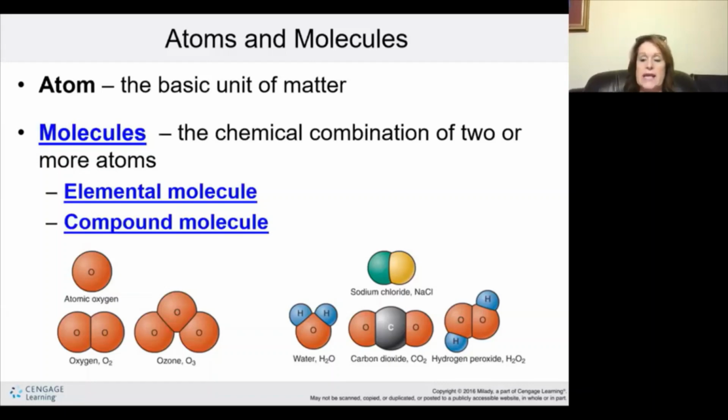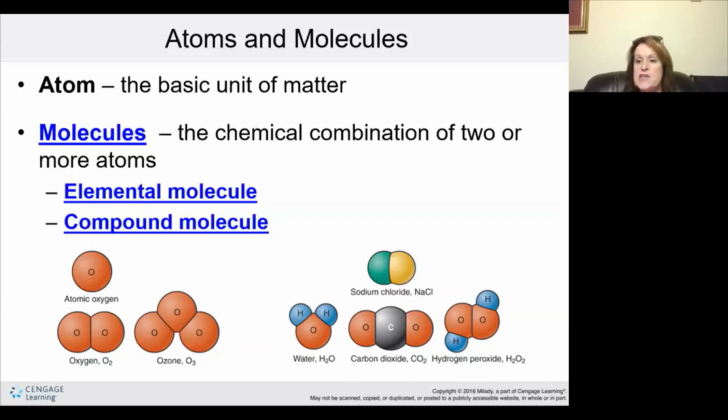Molecules: a chemical combination of two or more atoms in definite fixed proportions. For example, water is made from hydrogen and oxygen in the same proportions. Elemental molecule: a chemical combination of atoms of the same element in fixed proportions. The air we breathe is an elemental molecule, O2. The ozone in the atmosphere is an elemental molecule, O3.